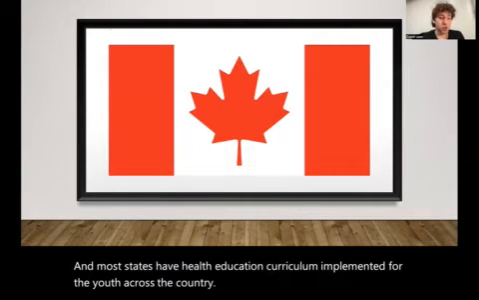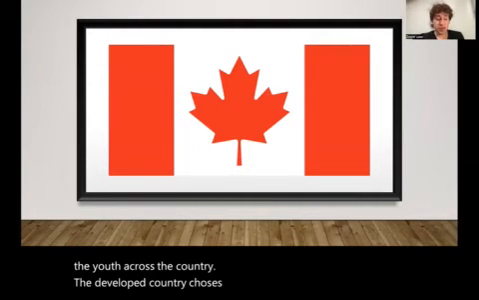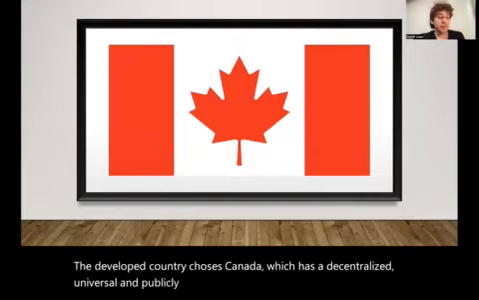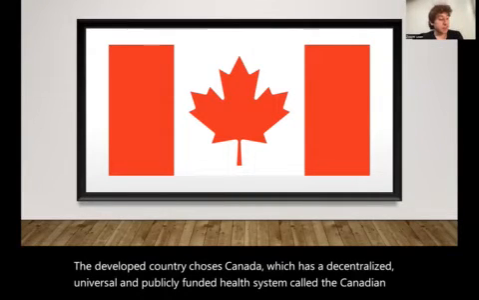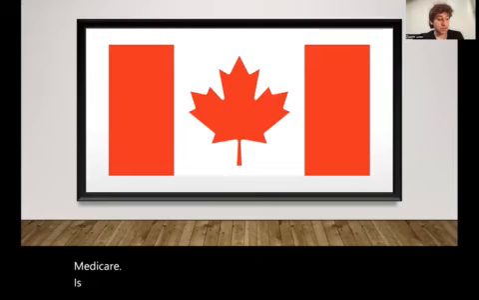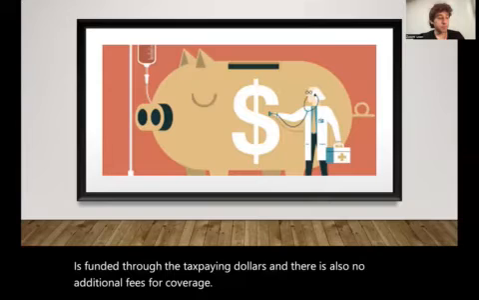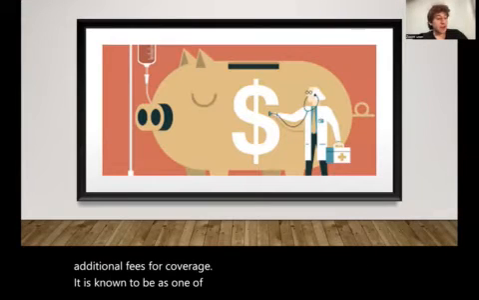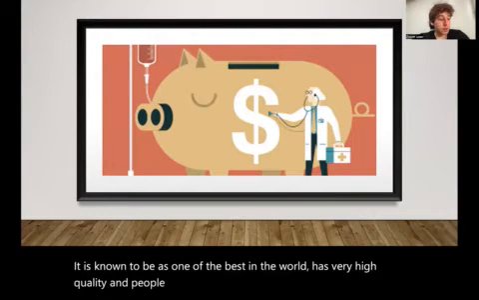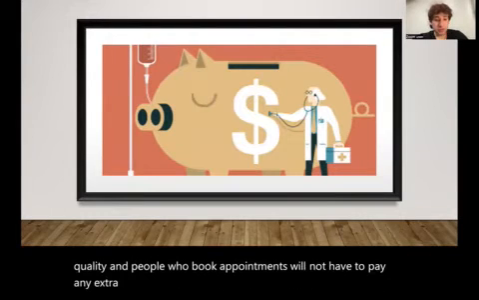The developed country I chose is Canada, which has a decentralized, universal, and publicly funded health system called the Canadian Medicare. It is funded through taxpayer dollars, and there are also no additional fees for coverage. It is known to be one of the best in the world, has very high quality, and people who book appointments will not have to pay any extra fees or deductibles on top of it. This is known as a universal healthcare system.